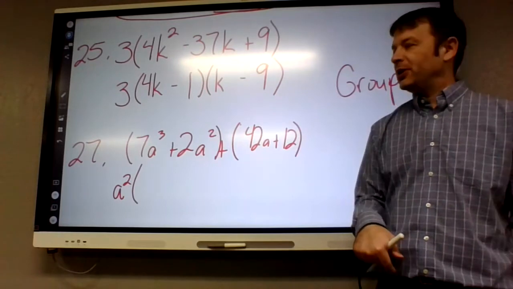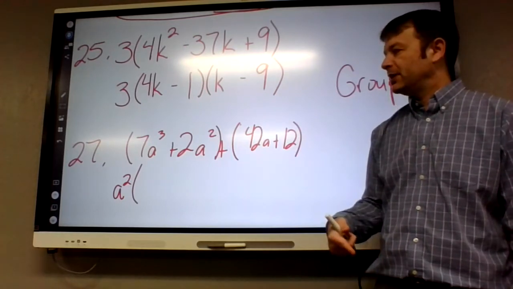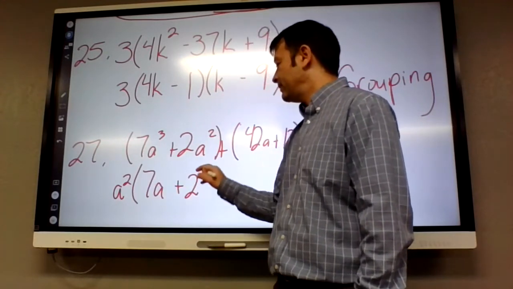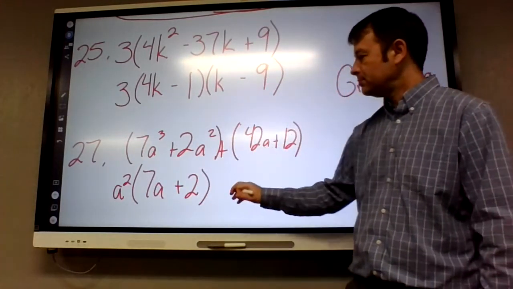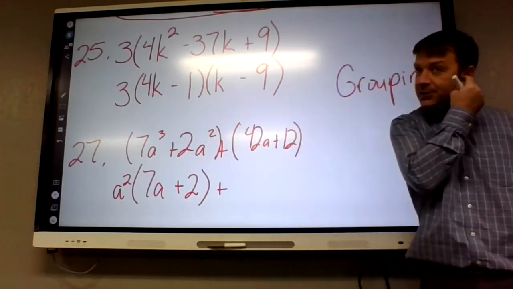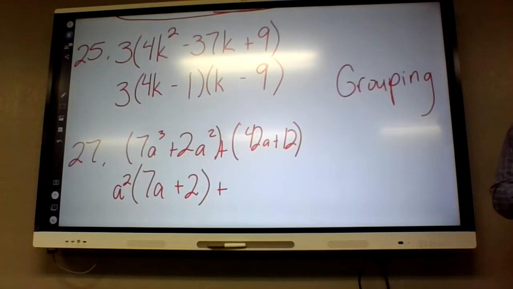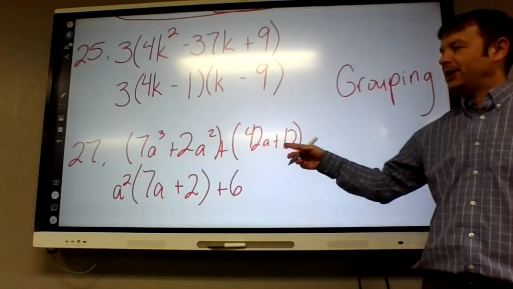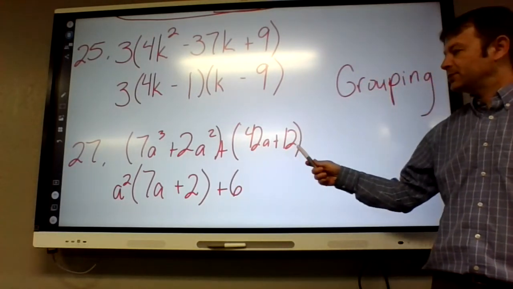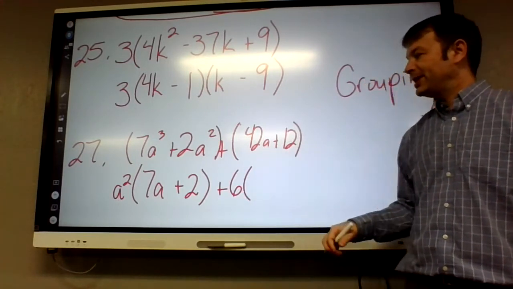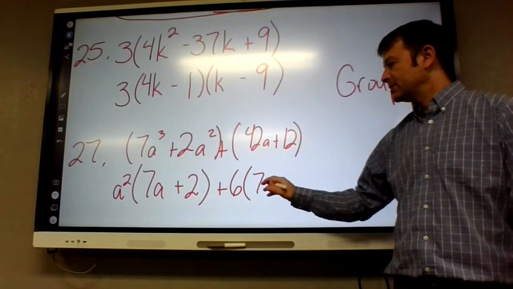In parentheses, we're going to put what's left: 7a plus 2, 7a plus 2, after we divide both of those by a squared. Plus, what comes out of the last two? What goes into 42 and 12? 6. Can I take any a's out? No, because this one doesn't have any. So if I divide both of these by 6, 7a plus 2.